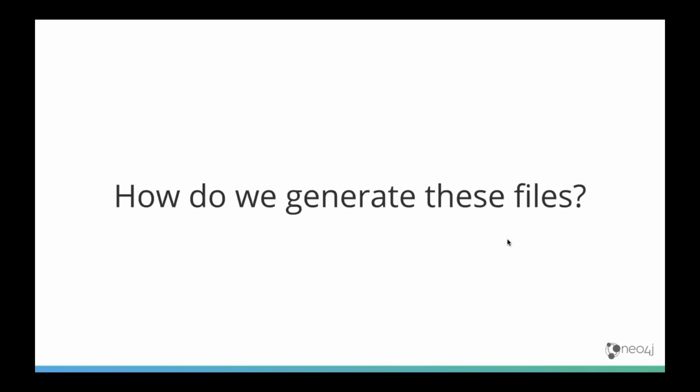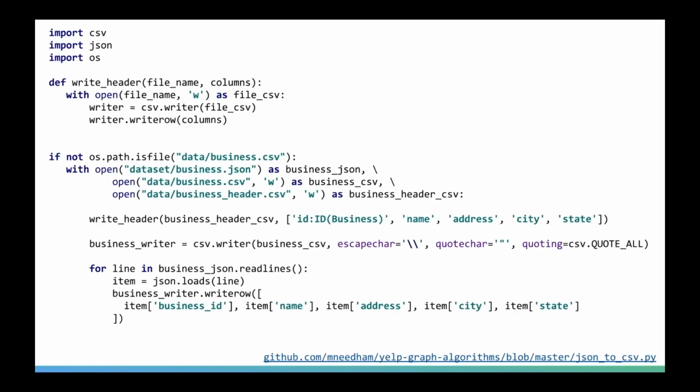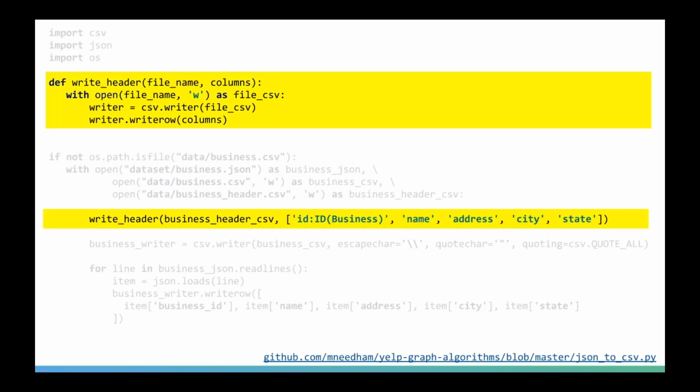So how do we get those files? I've got a Python script that does it, but you could equally use any other programming language. There's no reason that you would have to use Python. And this is the code that generates the business CSV file. I'll just zoom in a bit more detail. One thing I like to do is keep the header files separate. This is particularly useful if you're working with really big data sets.